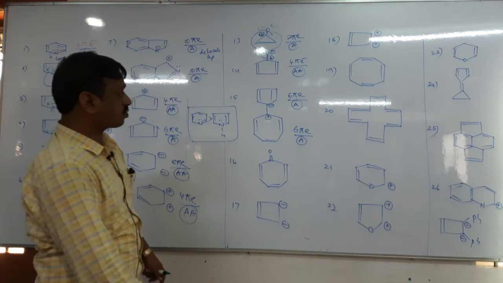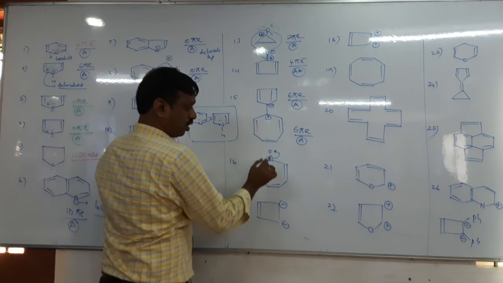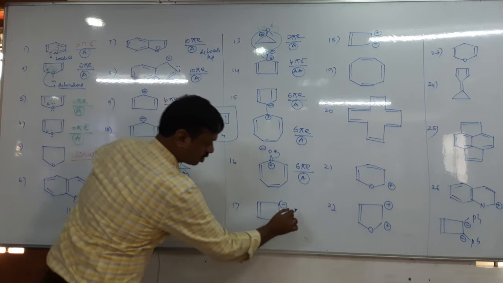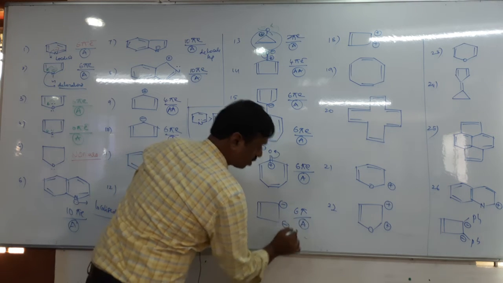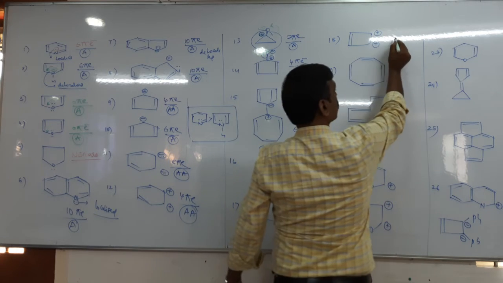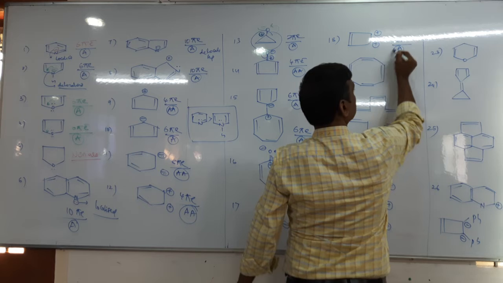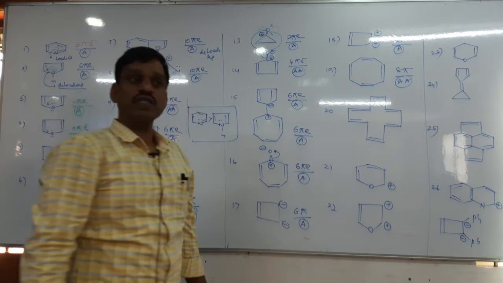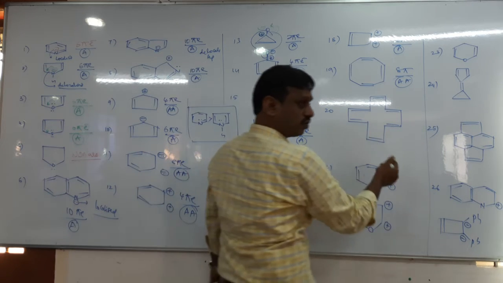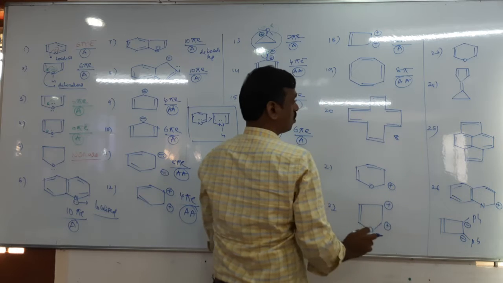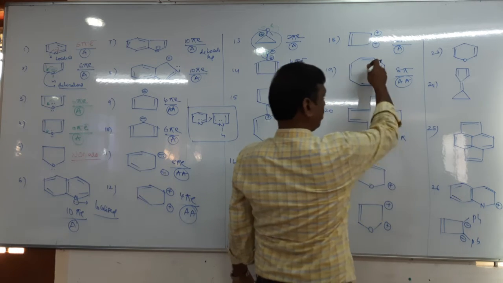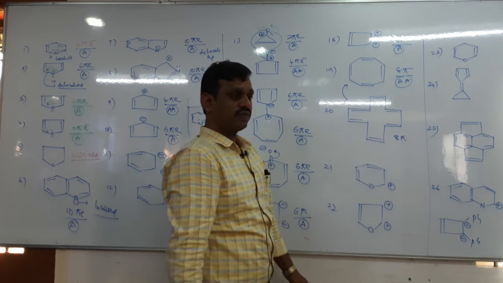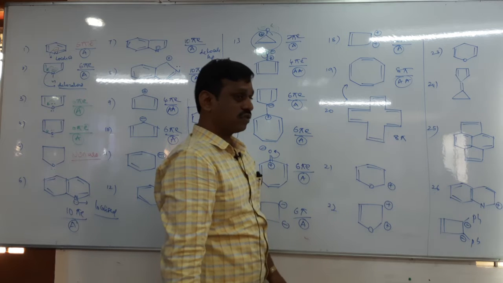Now tell me here. Here also it is negative, this is positive, 6 pi electron aromatic. Next, 6 pi electron aromatic. Next, 2 pi electron aromatic. Next, 8 pi electron anti-aromatic. 8 comes in anti-aromatic. Next here, 8 or not? 8 pi electrons. See, both are the same molecule. I have written it in a different form, that's it. Tell me, how many carbons does the cyclic ring have?